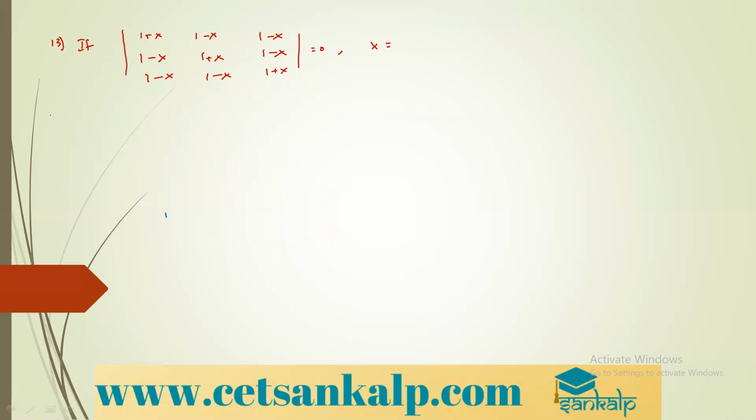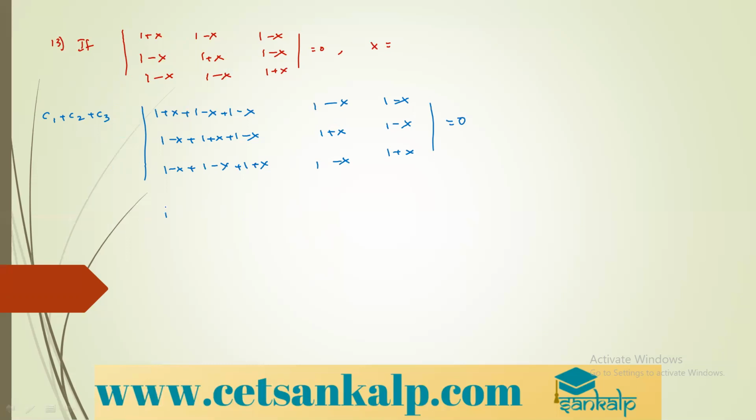But before that, I will apply some operations. The operation is I will add C1, C2, C3. By doing this, C1 will change. What will it have? 1 plus x plus 1 minus x plus 1 minus x. 1 minus x plus 1 plus x plus 1 minus x. 1 minus x plus 1 minus x plus 1 plus x. Whereas the remaining will be the same. There will be no change in the remaining. Now, why am I doing this? You will come to know in the next step.